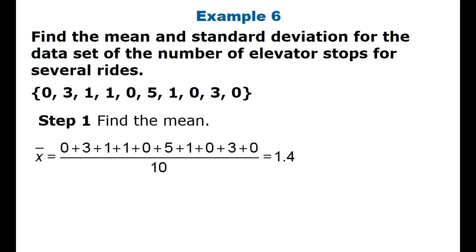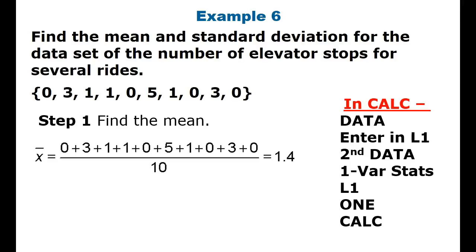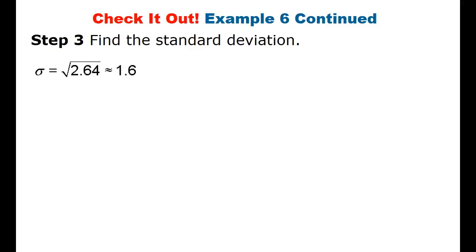All right, remember you can use your calculator to find this, but without the graphing calculator, you've got to add all your data together to get your mean first. In the calculator, you put it in list 1, do 1-Var Stats. After we get the mean, we subtract it from all of our data, square all those deviations from the mean, and average them. The average is 2.64, and then we take the square root to get the standard deviation.